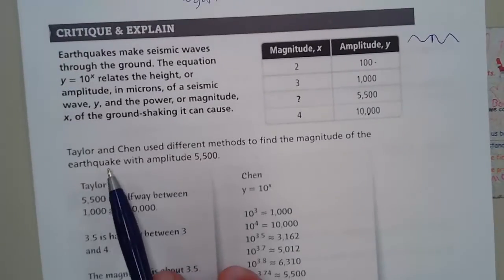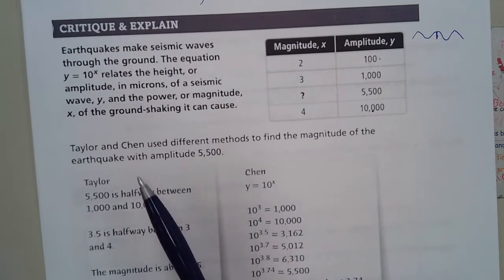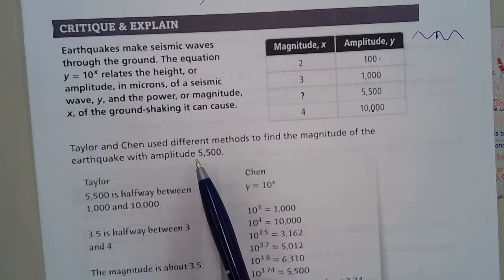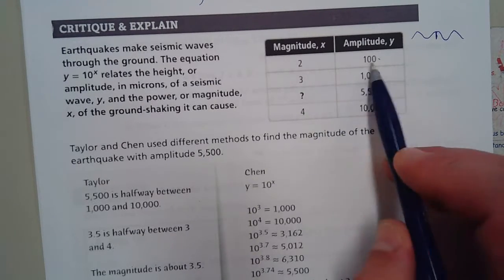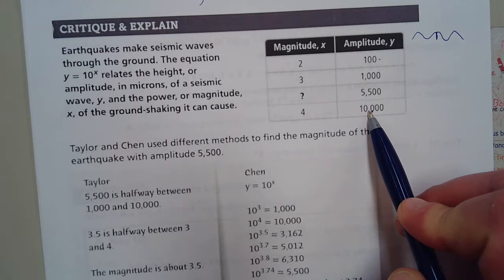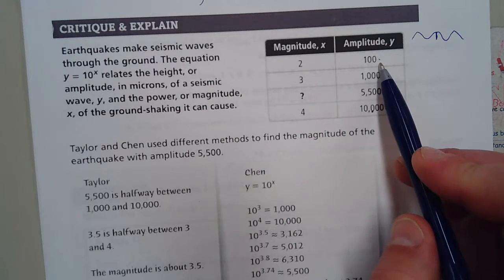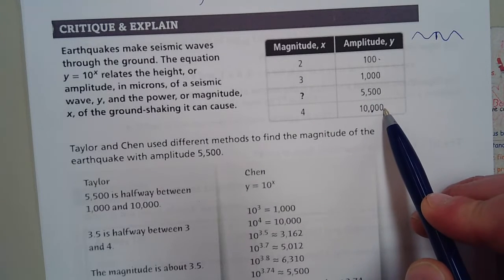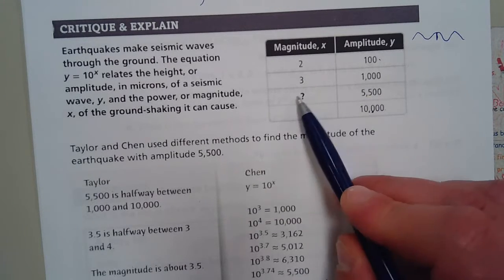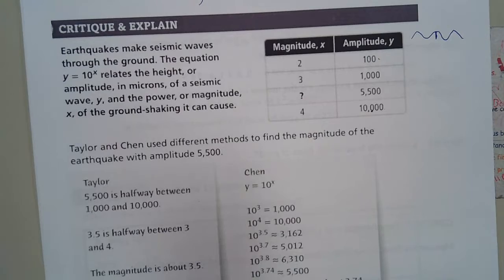So it says, Taylor and Chen used different methods to find the magnitude of the earthquake with amplitude 5,500. You'll notice here you have 2, 3, 4, and they each have a corresponding value. And you probably notice a pretty similar pattern there. Basically, each time it goes up by a factor of 10. This goes times 10, that goes times 10. So they're asking, what would the corresponding value be right here?